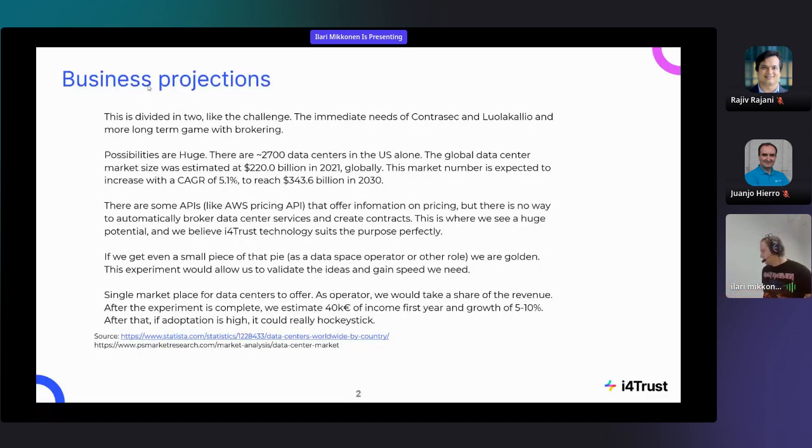Business projections for this are kind of high. And the data center business is not going to go down. It just depends on who the players in the data center are. We think that this will grow, and there are some possibilities here, definitely. There are some existing solutions with AWS, for example, but we think that this proposal would be really good for small and medium-sized businesses.